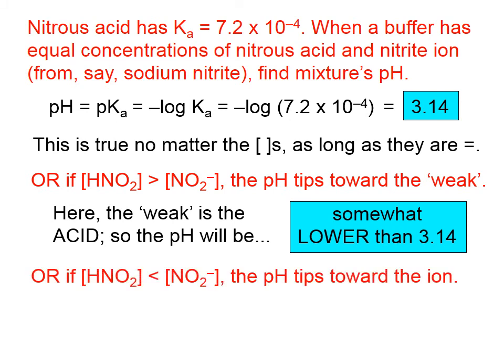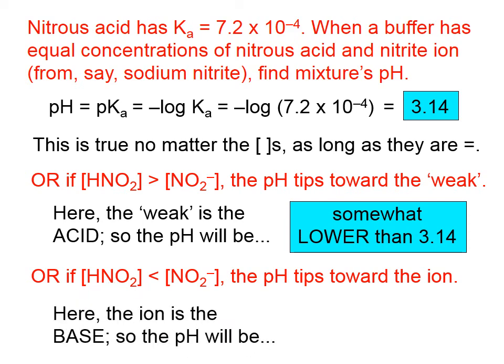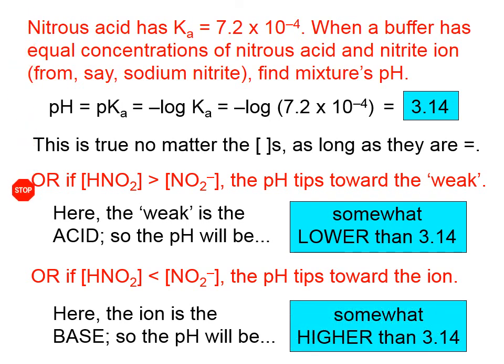On the other hand, if there's a higher concentration of nitrite ion than there is of nitrous acid, then the pH will tip towards the ion. Here, the ion is the base. The nitrite ion accepts protons, so we would expect the pH to be a bit higher than 3.14.